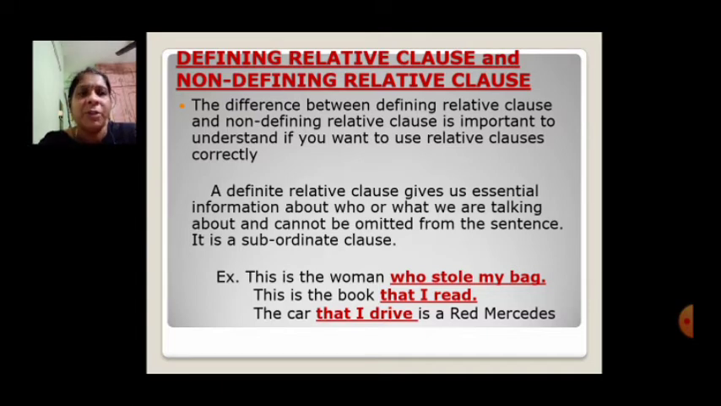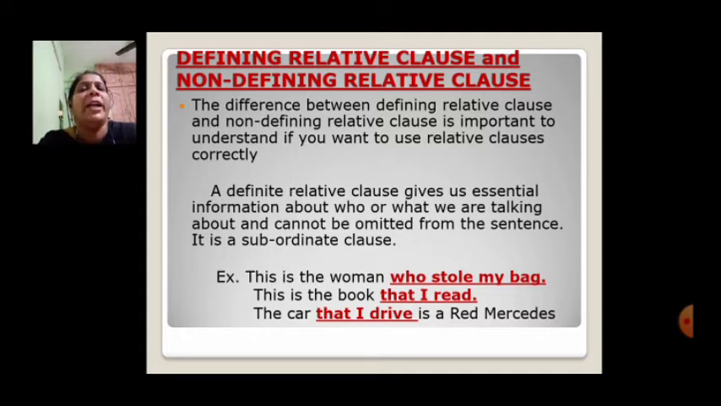Because the noun is the subject of the sentence. Without the subject, the sentence won't be complete. So since this clause describes the subject, it is very important, and we should know the two types of relative clauses also. A defining relative clause gives us essential information about who or what we are talking about and cannot be omitted from the sentence.